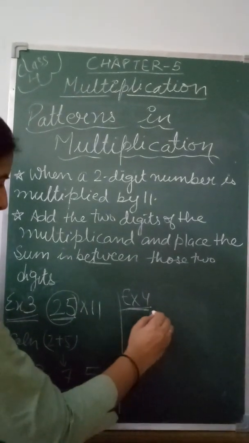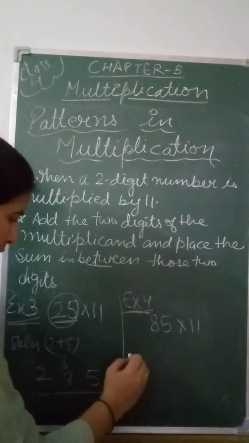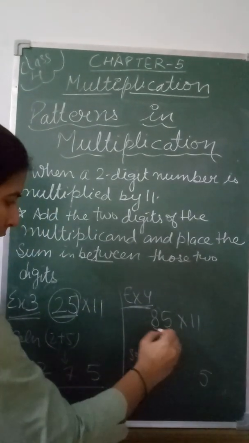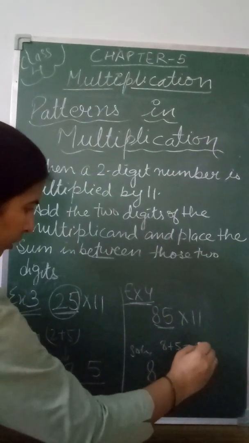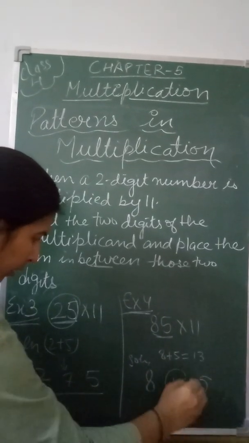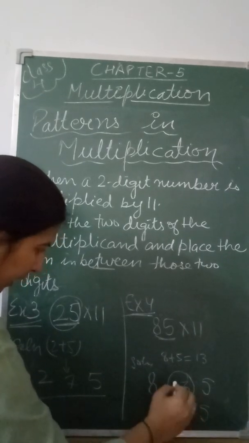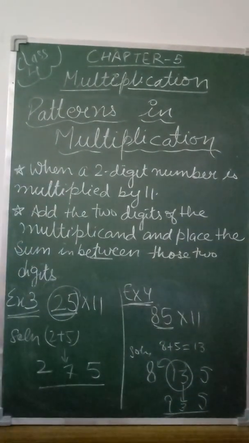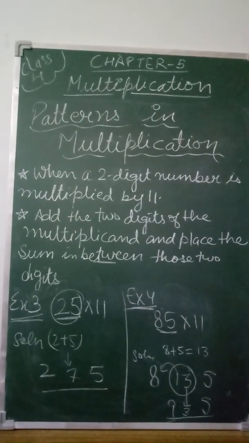One more example, where the sum is a two-digit number. Let's take 85 multiplied by 11. So 8 and 5. When we add these numbers, 8 plus 5 is 13. Write 3 as it is, and the 1 is the carry forward number. So the answer is 935. This is the way to do oral calculation of any number multiplied by 11.